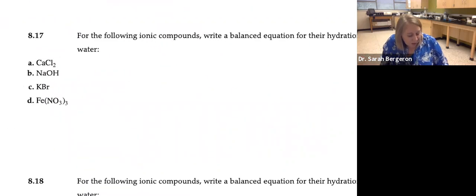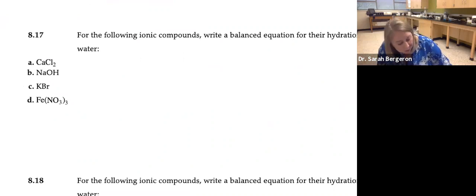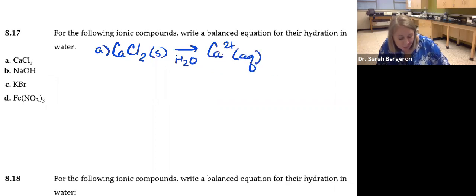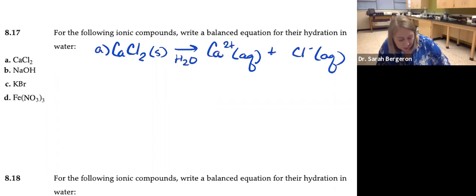All right, for the following compounds, write a balanced equation for their hydration in water. All right, so we start with A, CaCl2. This is going to be a solid, calcium chloride. It's an ionic solid. Put it into water, and what's going to happen? Go on the periodic table. Go find calcium. If you need to pause it at any point, you can always pause it. Ca2+, and it's aqueous because it's in water, plus Cl-, which is aqueous because it's in water.